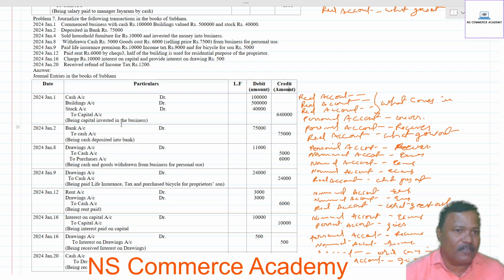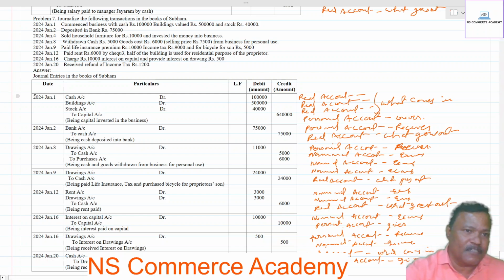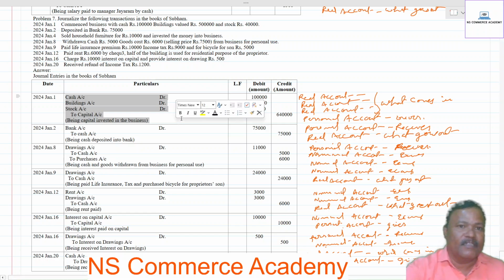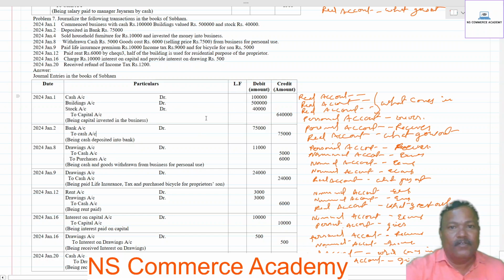First, write the date 2024 January 1st in the date column. Then come to the entry: cash account debit 1 lakh, building account debit 5 lakhs, stock account debit 40,000, to capital account 6 lakh 40,000. Narration is: being capital invested in the business.